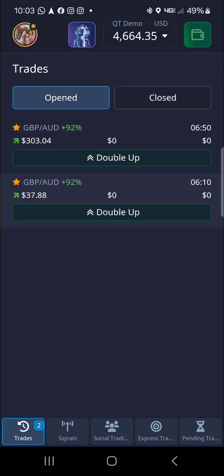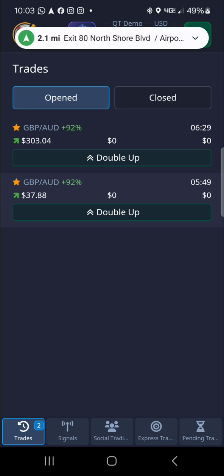And that's how you want to win convincingly. You don't want to win by 1, 2, or 3 pips. That gives this platform a window to manipulate the pips and have you lose.